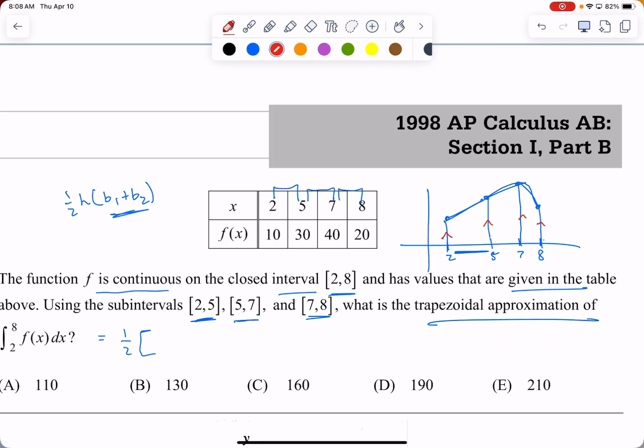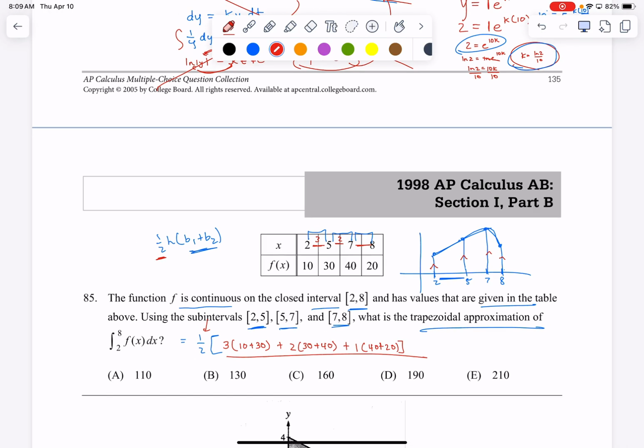The 1/2 is common no matter what trap you're doing, so I can put the 1/2 all the way out front. The first height would be 3. Sum of the bases would be 10 plus 30. Plus, what's the next height? 2. First height was 3. Next height is 2. Well, we already got the 1/2 out front, so I don't need to do that. 2 times 30 plus 40. Plus, what's the next height? 1, and it'd be 40 plus 20. And you have a calculator, so don't do too much work. Just type it in the calculator and get your answer.